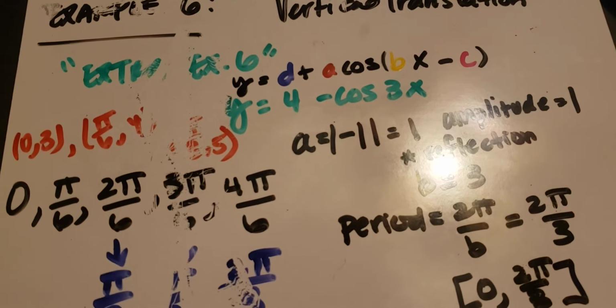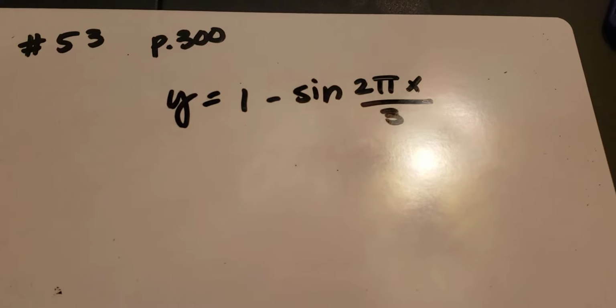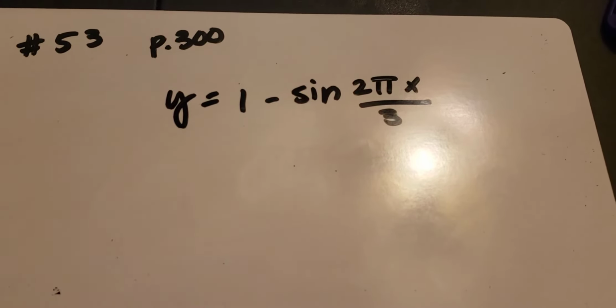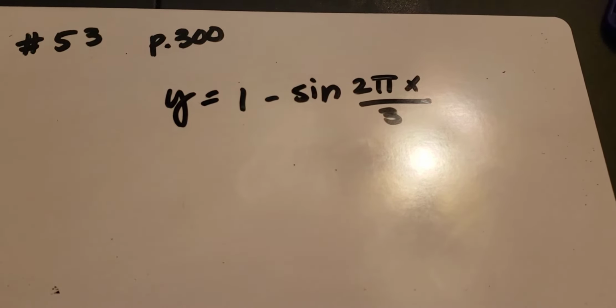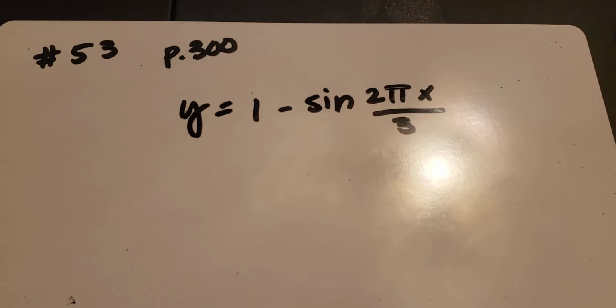Okay. Let's see if I can find one more example. All right, boys and girls, I figured I'd try another one. And the one that I'm going to try is number 53, page 300. And the directions are sketch the graph of the function, use a graphing utility to verify your sketch, and include 2 full periods. So they do want us to sketch it on our own and then use a graphing calculator to verify it.